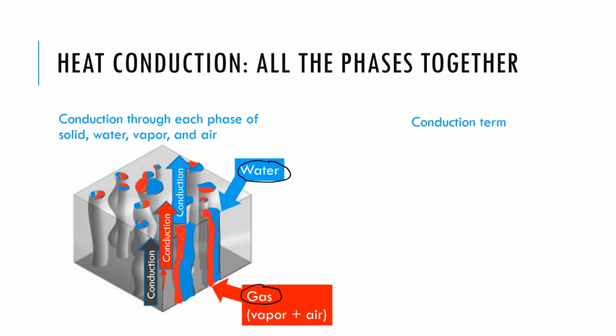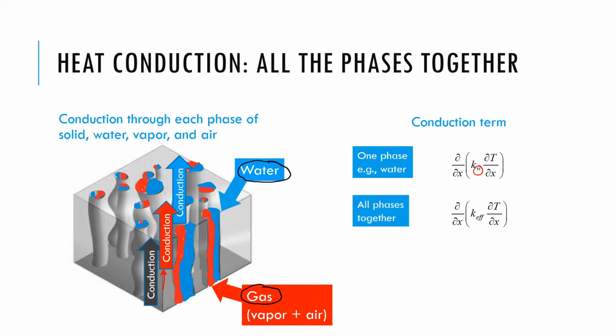So we replace the conductivity term. So let's say for one phase we have this equation, right? This is the conduction term for, let's say, the water phase that we just derived, where we have the thermal conductivity of water. When we have multiple phases, we would replace the term with a volumetrically averaged thermal conductivity of all the phases.